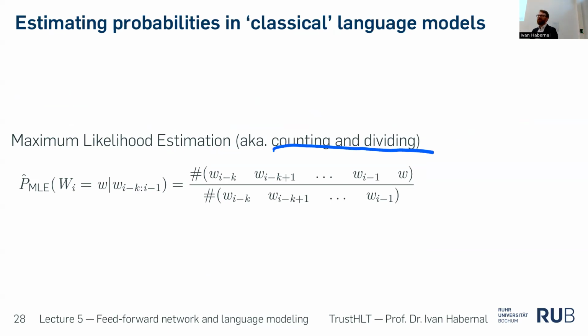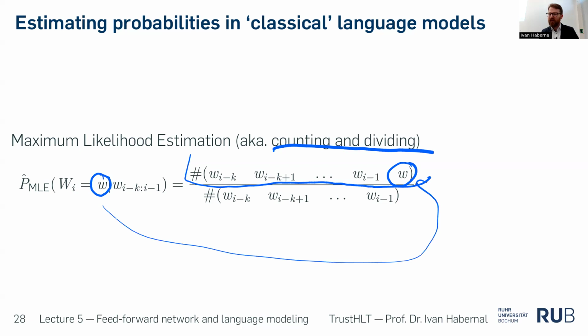This is how you compute your conditional probability. You're counting the sequence, including the last word, which gives you a joint probability, and dividing by the number of times you see the previous context. Counting and dividing, maximum likelihood estimation, a very fancy word. Okay, this is it. This is how you build your language model. You take the internet and you count and divide.